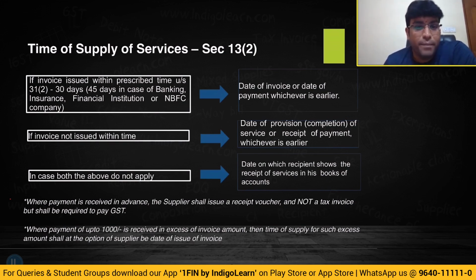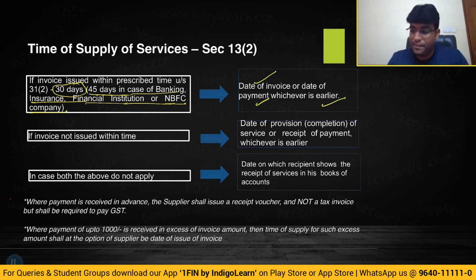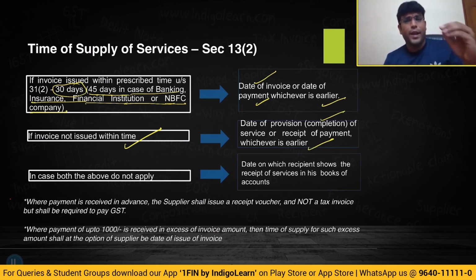If invoice is issued within prescribed time, and prescribed time is what, sir, generally? 30 days. And 45 days in case of bank, insurance, financial institution or NBFC, non-banking financial corporation. Then date of invoice, date of payment, whichever is earlier. And if invoice is not issued within time, date of completion of service or date of payment, whichever is earlier. So in simple way, if invoice is given within time, date of invoice, date of payment, whichever is earlier. And if invoice is not given within time, date of completion of service, date of payment, whichever is earlier. That is what is the point. I hope we are clear with this, friends.